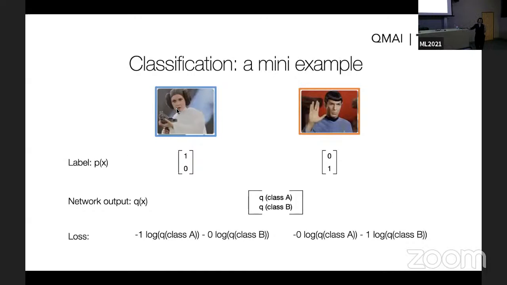Let's look at it as just a classification on two samples. My label, the probability distribution that is the correct one, will be 1, 0 for Leia, that's class A, and 0, 1 for Spock, that's class B. And then the network is going to output a vector that has two components. Both of them will be between 0 and 1, and they will tell me the probability it's a Leia or it's a Spock. And then if I translate this into a loss, I will see that the loss is the smallest when it's correct.